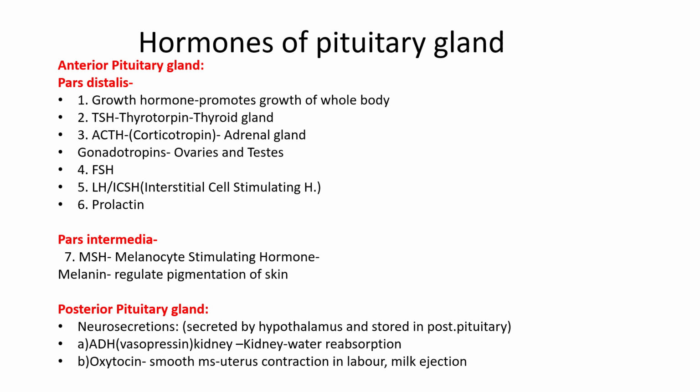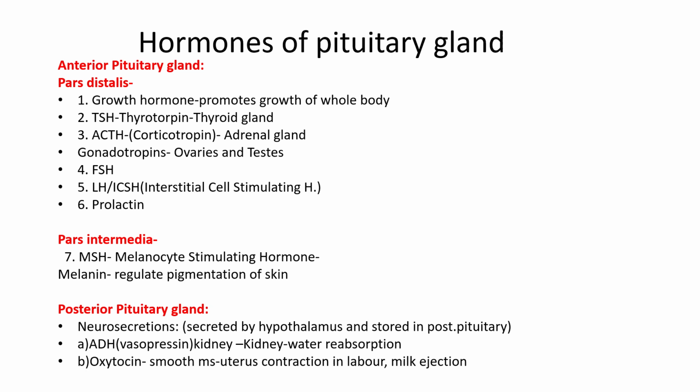Now we will see the hormones of the pituitary gland. The anterior pituitary gland has two parts, pars distalis and pars intermedia. Pars distalis secretes 6 hormones. First is growth hormone. It promotes growth of the whole body.